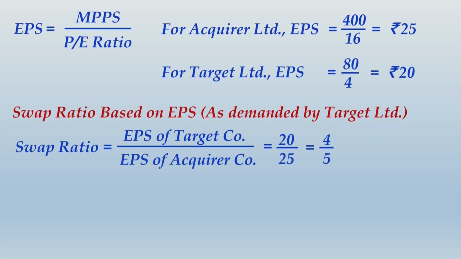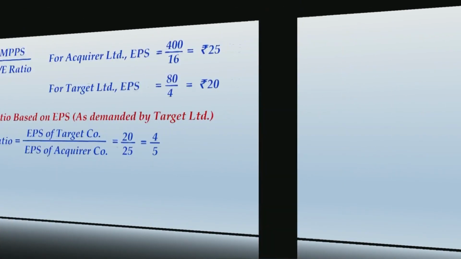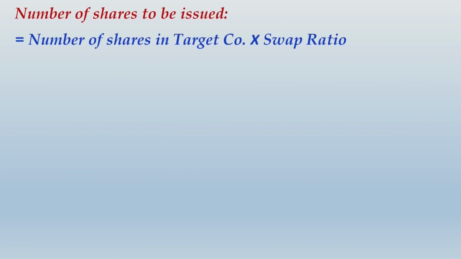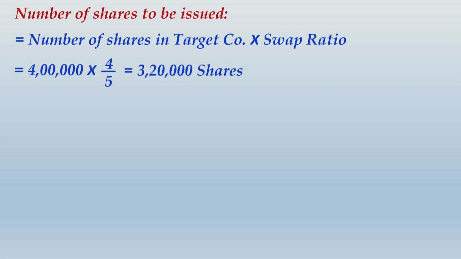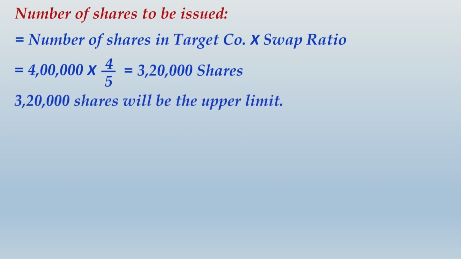Alright friends, you would have finished writing all these calculations. Let us move ahead and now determine the number of shares to be issued when the swap ratio is based on EPS. The number of shares to be issued will always be the number of shares in target company multiplied by swap ratio. So that will be 4 lakh into 4 by 5, because we have just found that 4 by 5 will be the swap ratio based on EPS. You will find that the number of shares to be issued will be 3,20,000 shares, and this 3,20,000 shares will be considered as the upper limit.